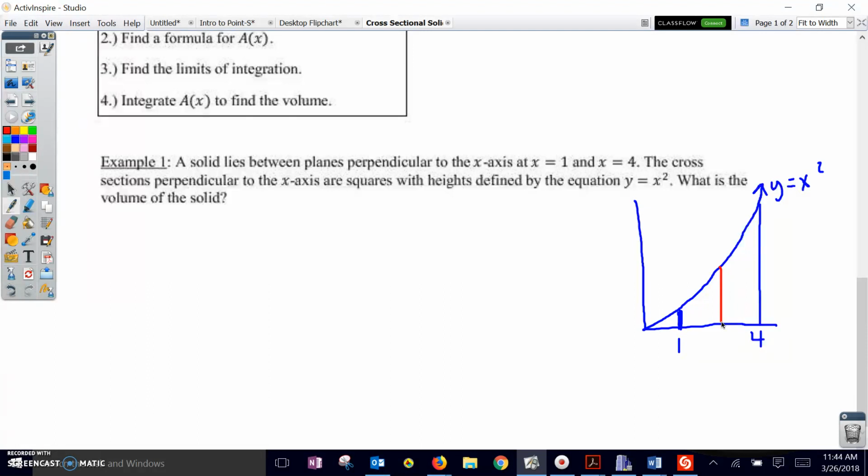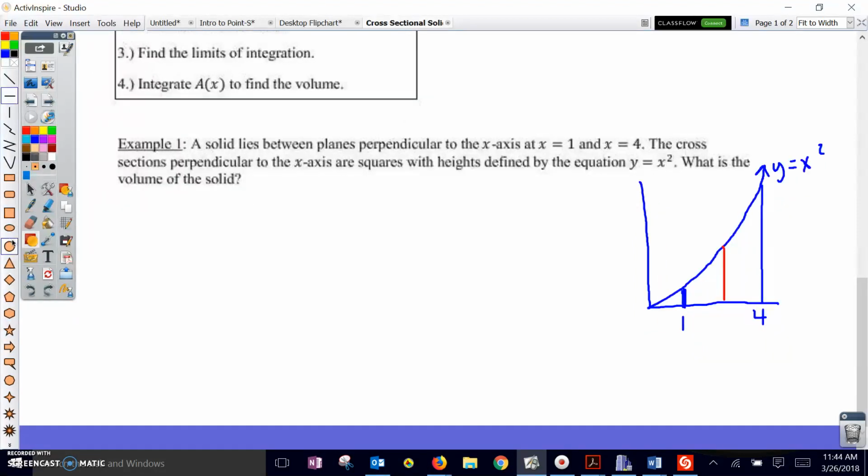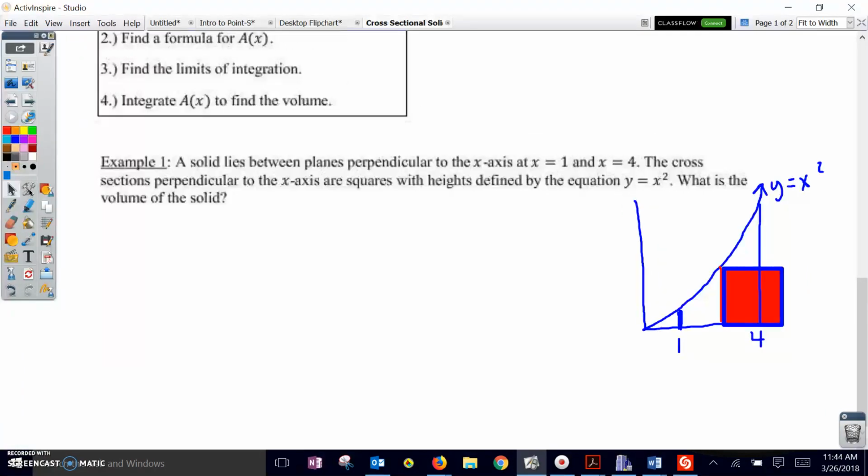So we're going to take this particular slice that I've taken, and it forms a square in our solid. So what I'm going to do is go ahead and draw that square, and we'll grab that square and slide it out of there. And this is what that particular slice looks like when we slice that piece out of the solid.